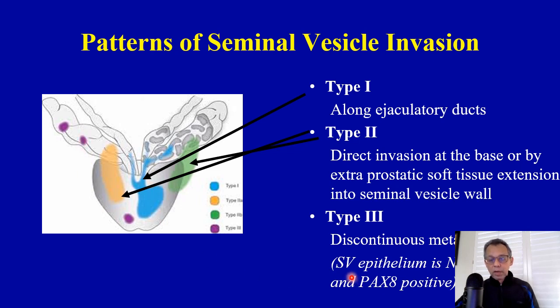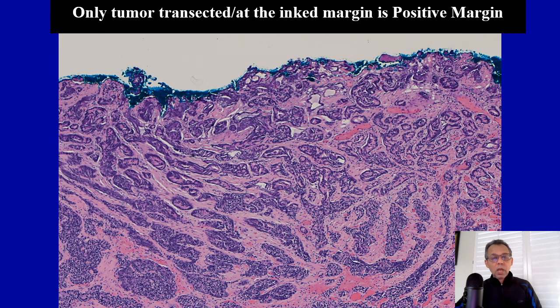If you are in doubt, seminal vesicle epithelium is PAX8 positive and negative for NKX3.1. So in a rare situation when you are in doubt, you can utilize these markers to make a more confident diagnosis. So now let's talk about the margin.